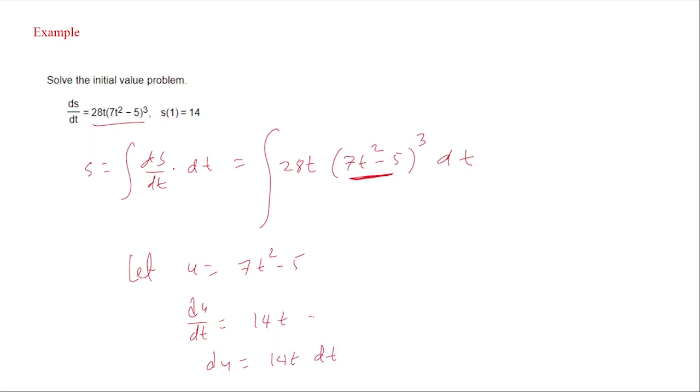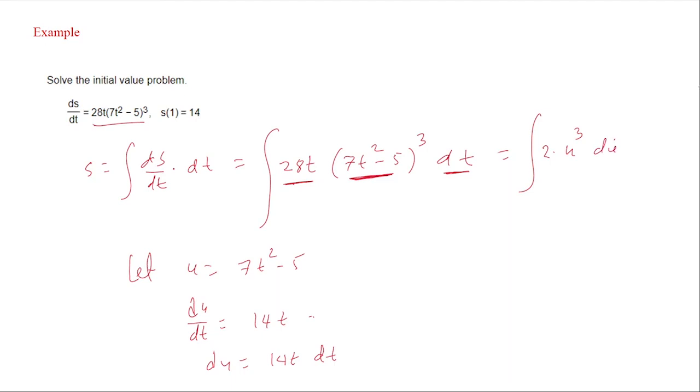But here, if you look, you can see 28t dt. So instead of 28, I can write 2 times 14. So 14t dt can be replaced by du. So what I'm going to do is write this as 2 times 14t dt, which can be replaced by du, and this thing can be replaced by u to the power 3 du. So look at here, du means 14t dt times 2 is 28.